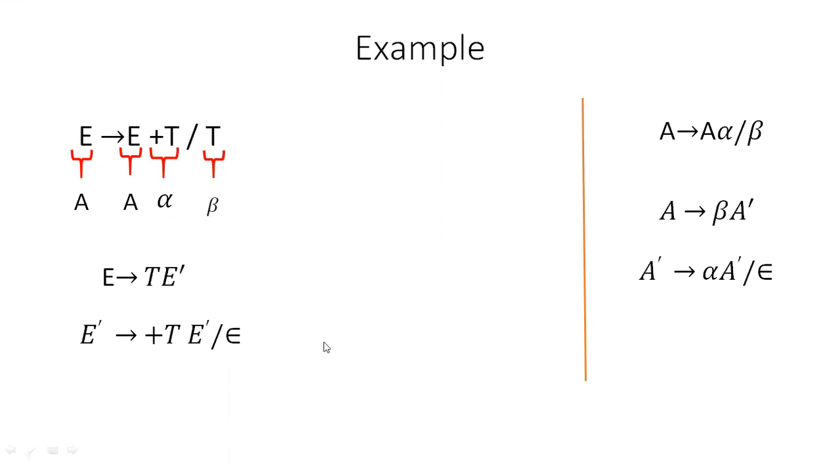Right? Is it clear how to eliminate the left recursion from the rules in the given grammar? Here, in the given grammar, my rule number 1 consists of a left recursion. How did I identify that?